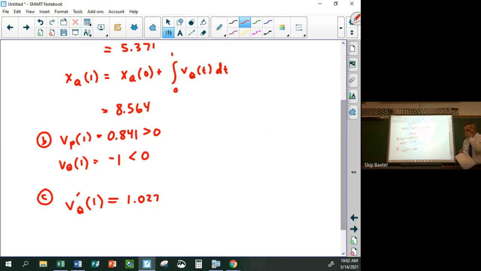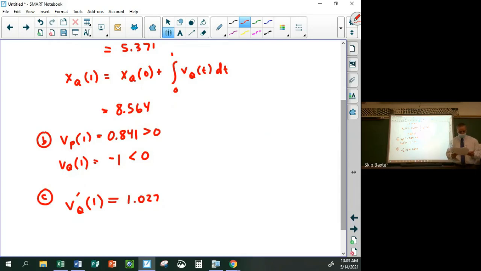Yes, okay, so the novice here, the noob, would say, since the acceleration is positive, it must be speeding up. That's not true, right? You got to compare the signs of the velocity and the acceleration, and since they're different signs, this is actually slowing down.